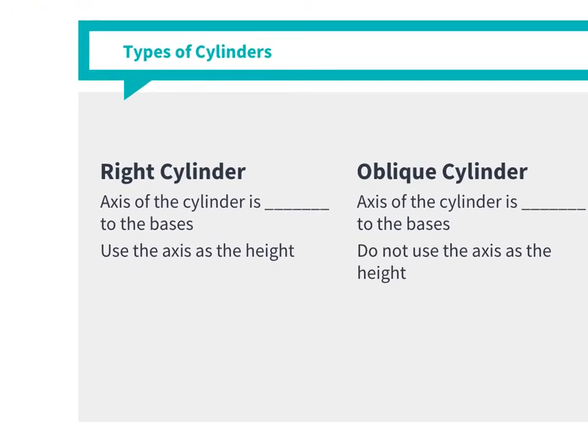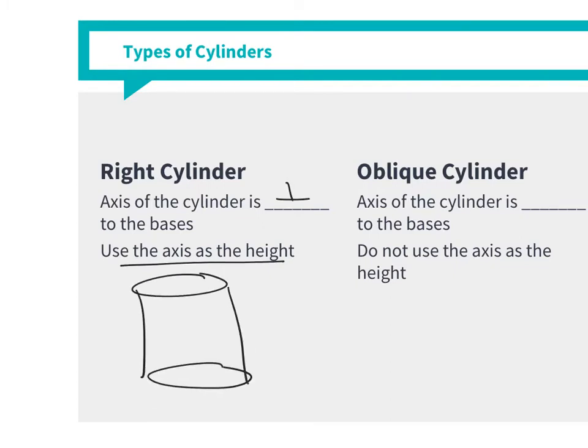I touched on this a little bit, but my right cylinder is when the axis of the cylinder is perpendicular to the bases, and we're going to use that axis as the height. This is your normal run-of-the-mill cylinder. It's your soup can, it's your can of pop, it's your can of tennis balls, it's any typical average cylinder, what you think of when I ask you to draw a cylinder.